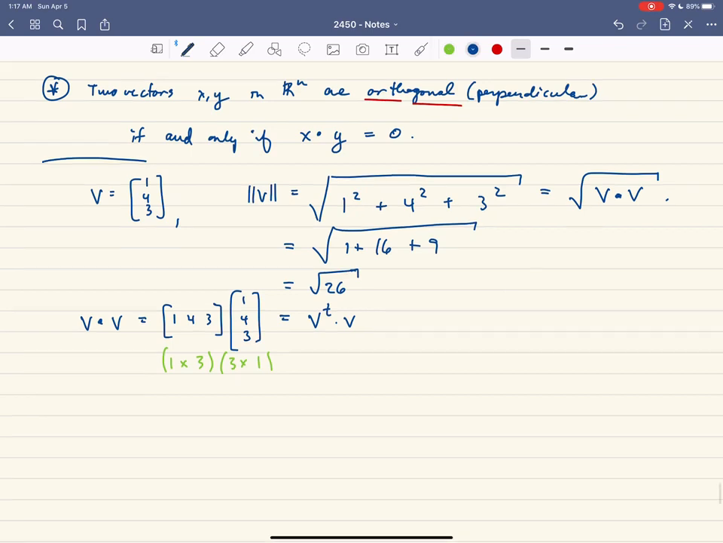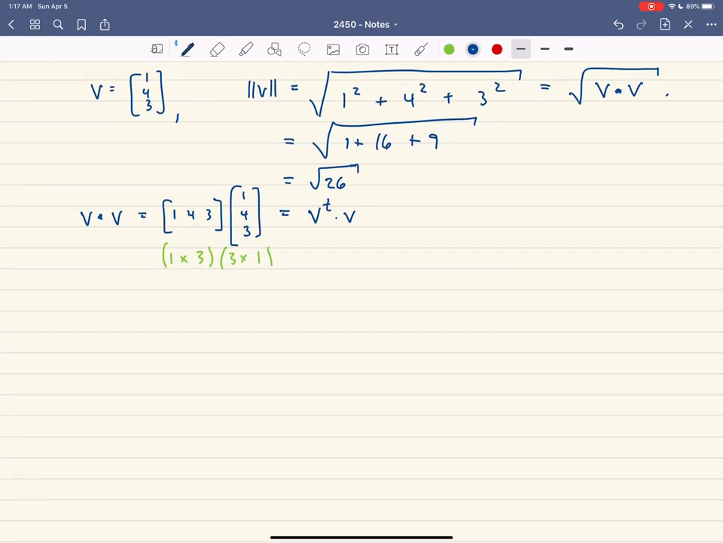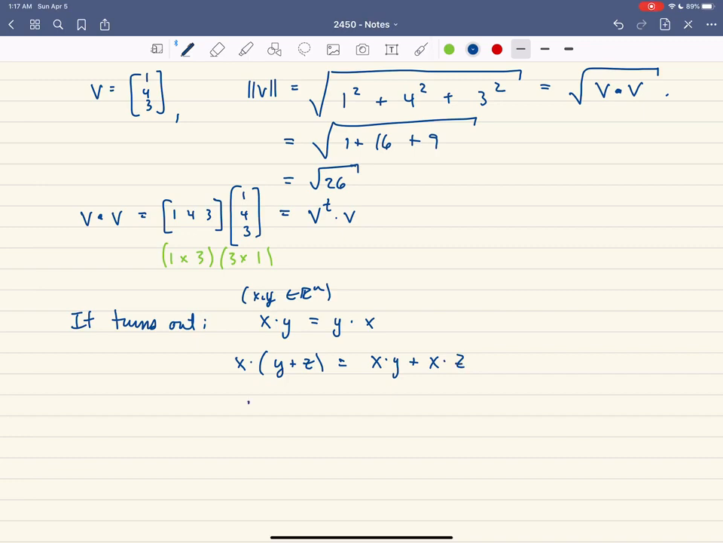It turns out that x dotted with y is the same as y dotted with x. Here, x and y are vectors in Rn. It turns out that there's a distributive law. There's actually two distributive laws, but x dotted with y plus z is the same as x dotted with y plus x dotted with z. If I were to have a constant times x dot y, that's cx dotted with y, or even x dotted with cy.